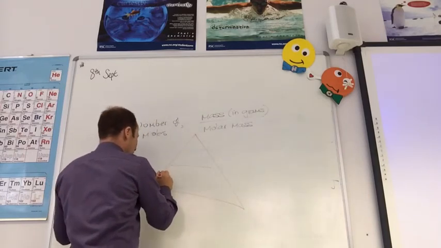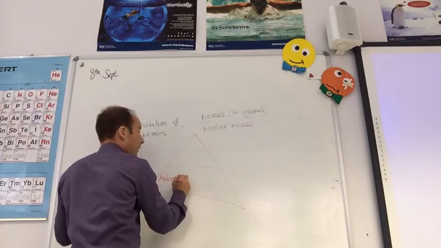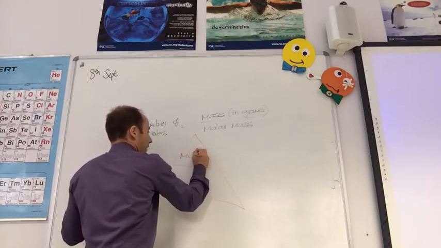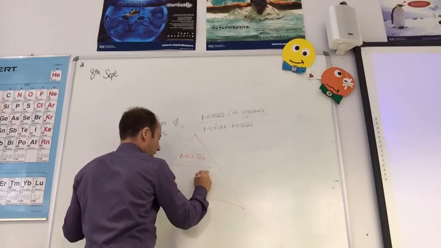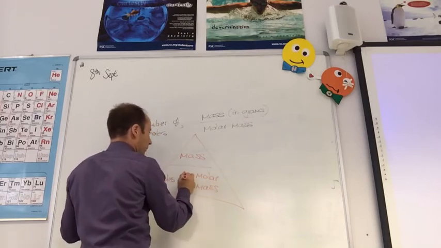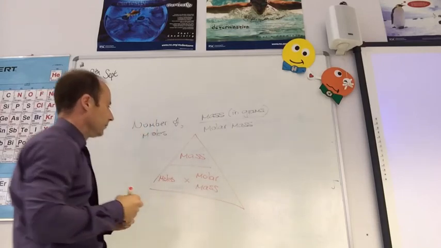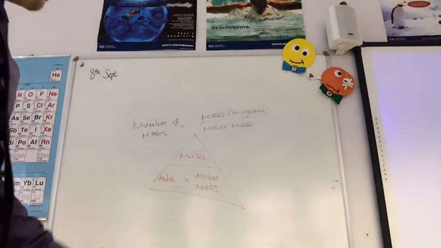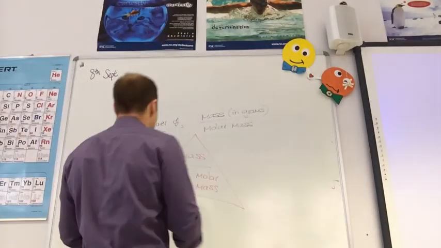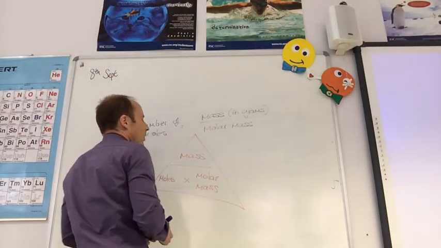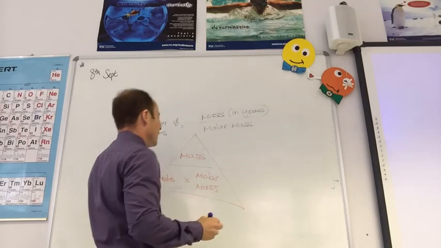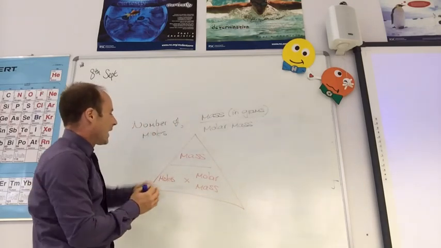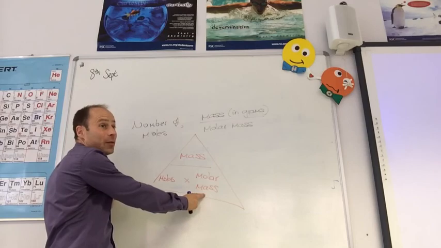Okay, so moles, mass is up there, and molar mass. You can rearrange that as you like. Sometimes, rather than number of moles, you'll be working out mass. So if I wanted to work out mass, it would be moles times molar mass.